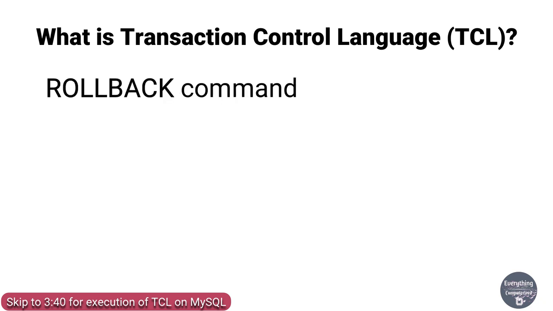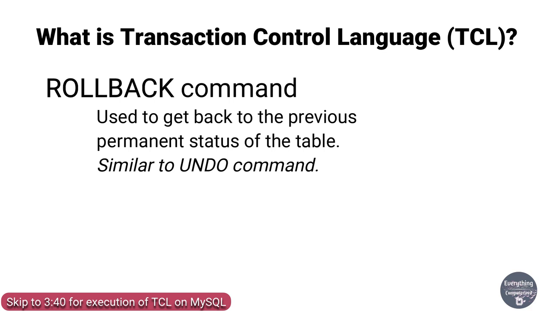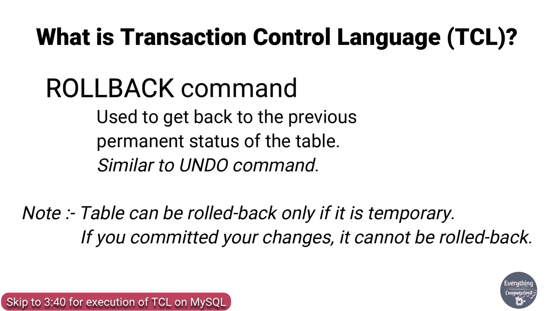The next command is the rollback command. It is used to get back to the previous permanent status of the table. That is, if I started editing a table and I thought that the changes that I have made are not required, I can roll back or get back to the previous permanent status of the table. One thing that you have to note about the rollback command is that if you committed your changes, you cannot roll back. You can roll back only if the changes made are temporary and the table can be rolled back to its last permanent change.